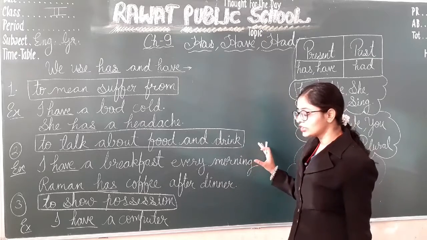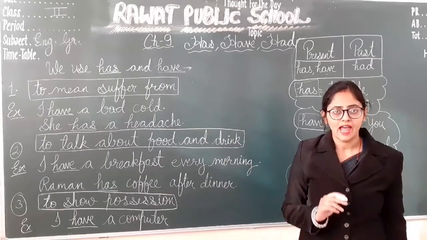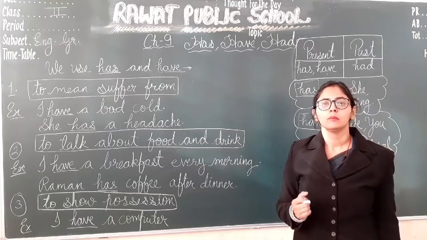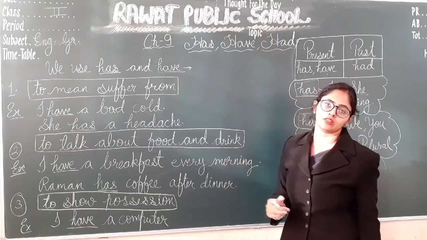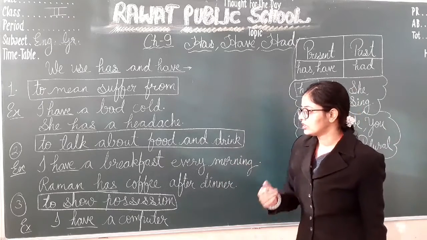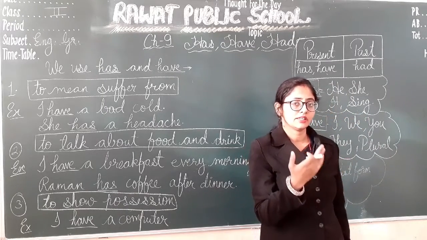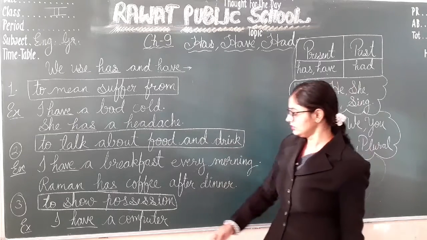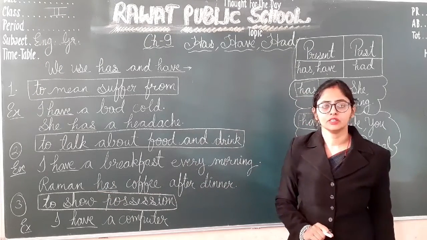Understand? When we are talking about the food and drink, that time also we use has, have. Okay? For singular, has, and for plural, we use have. I have a breakfast every morning. मैं every morning breakfast करता हूँ. I have. He, वह रात को खाना खाने के बाद डेली कॉफी लेता है या कॉफी पीता है. So you can say he has or Raman has coffee after dinner.